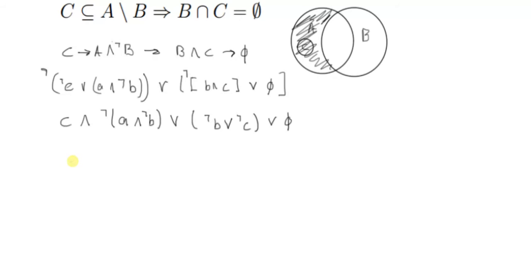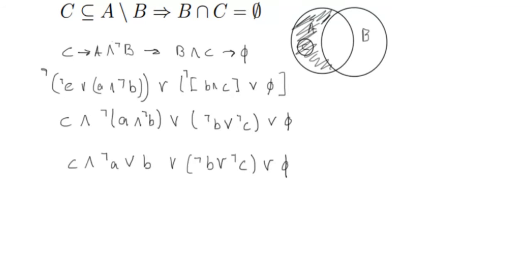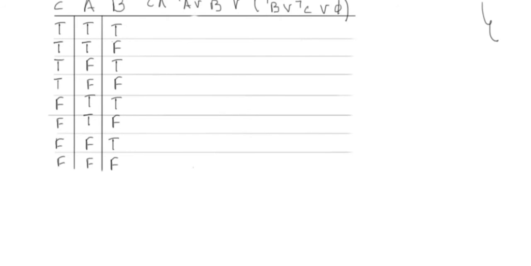All right, one more step and then we should be done. C and not A. De Morgan's or B. And then this statement here is the exact same. Not B or not C or the null set. So this was our final statement. This comes from this. And we're going to look at it in a truth table now. And it looks like this. These are the same things, yeah. Not A or B. Okay.